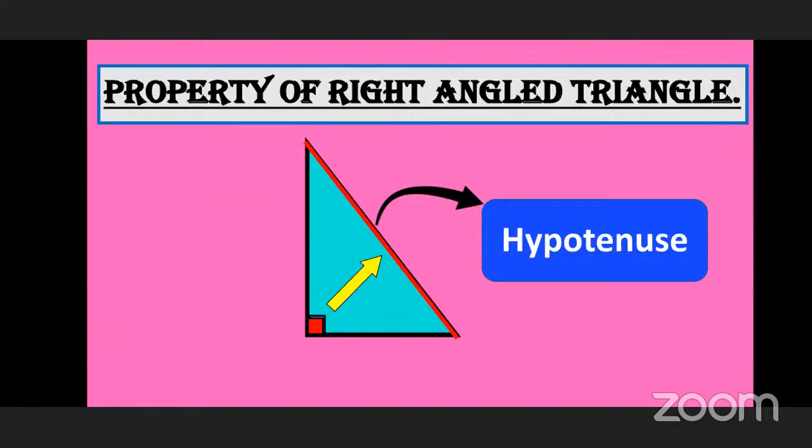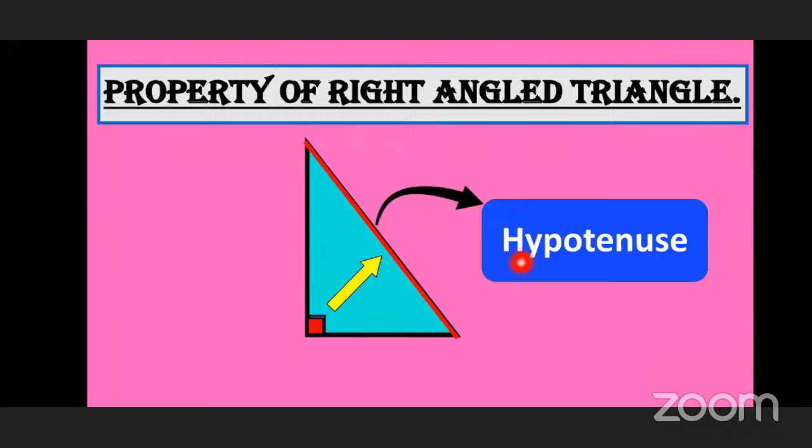Hypotenuse. Yes, I am repeating again, listen carefully. The side opposite to the 90 degrees or to the right angle of the right angled triangle is known as the hypotenuse of the specific right angled triangle.